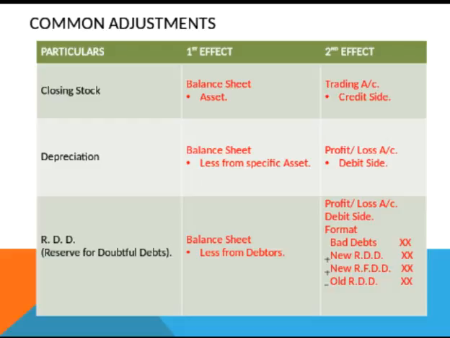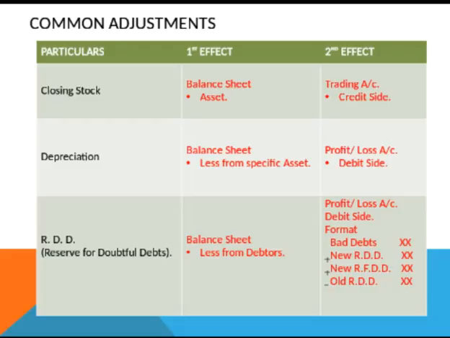Now, the first effect for closing stock will be balance sheet asset side because we have to write our stock. So that is our asset. Okay. And the second effect will be trading account credit side as in closing balance of our stock. The second adjustment is depreciation. Here, the balance sheet less from specific asset and profit and loss account debit side because it is a notional expense, so it will be debited to profit and loss account and less from specific asset as it's wear and tear for using it for a period of 1 year.